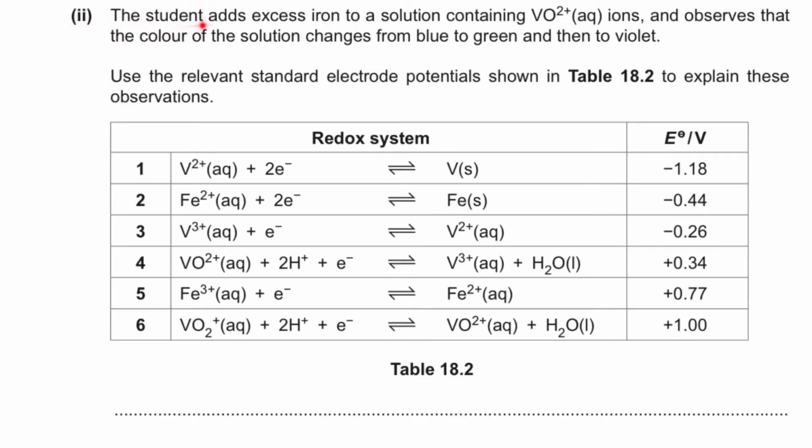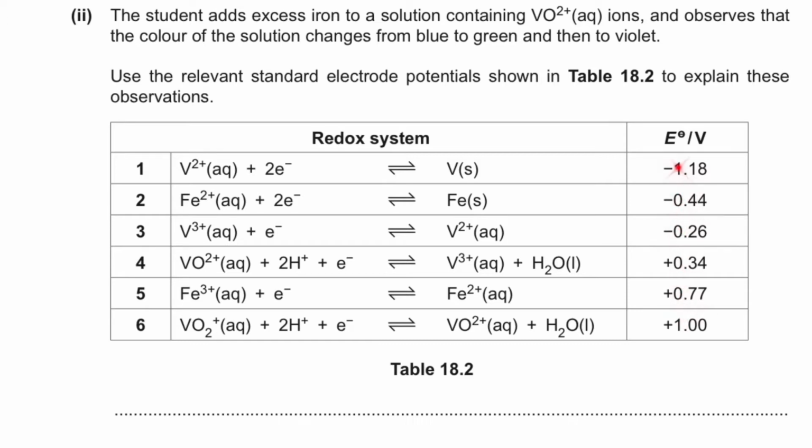The student added excess iron to a solution containing VO2 plus aqueous ion, and observes that the color of the solution changes from blue to green and then to violet. Use the relevant standard electrode potential, paying attention to the keyword standard electrode potential shown in table 18.2, to explain this observation. Here are the standard electrode potentials.